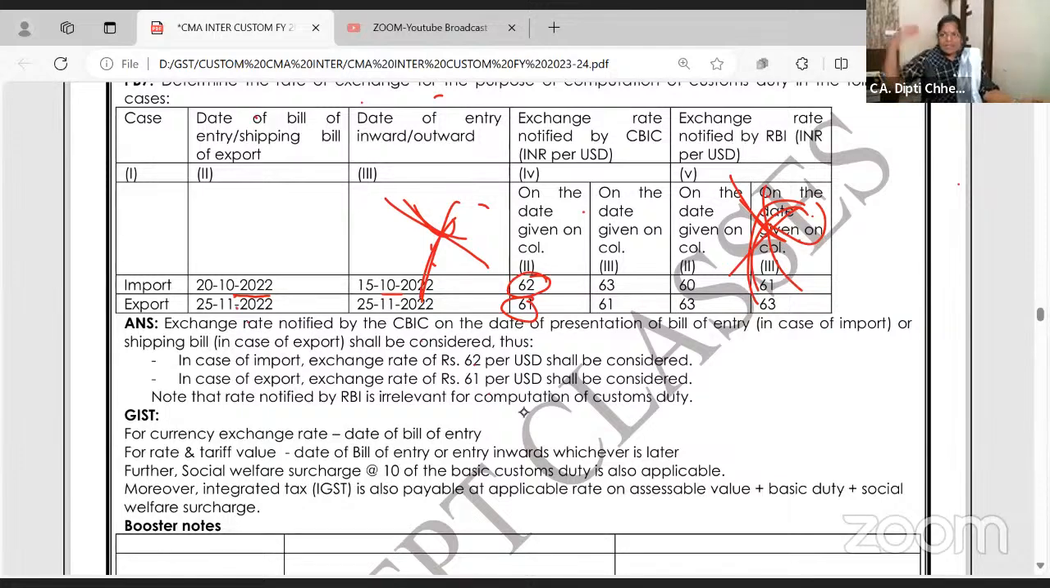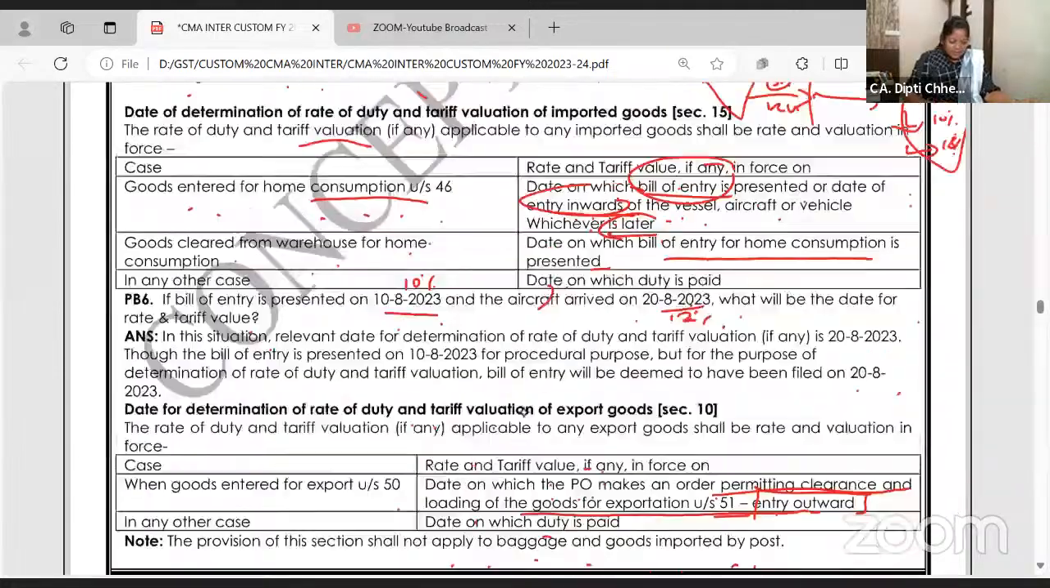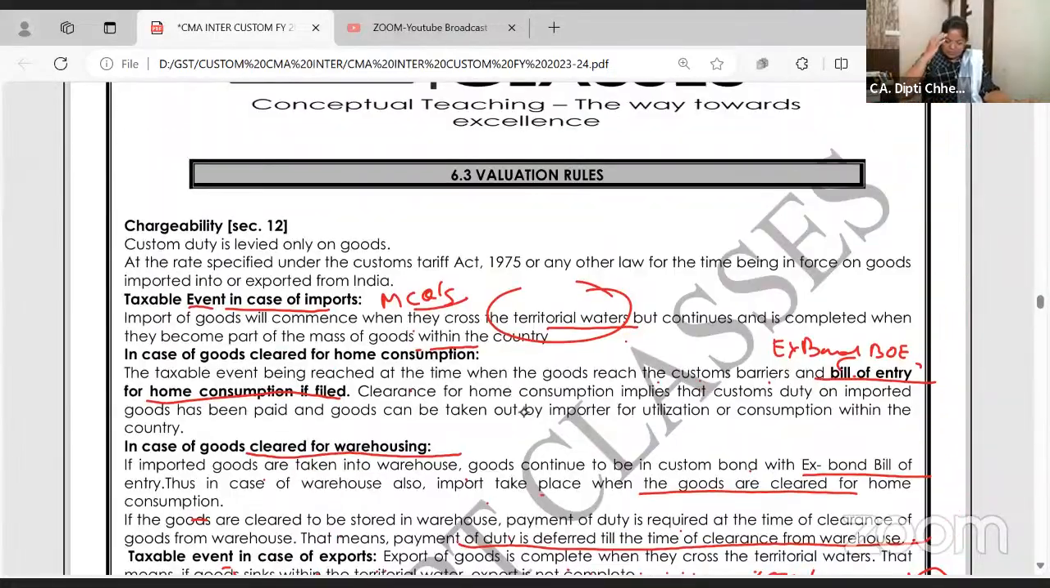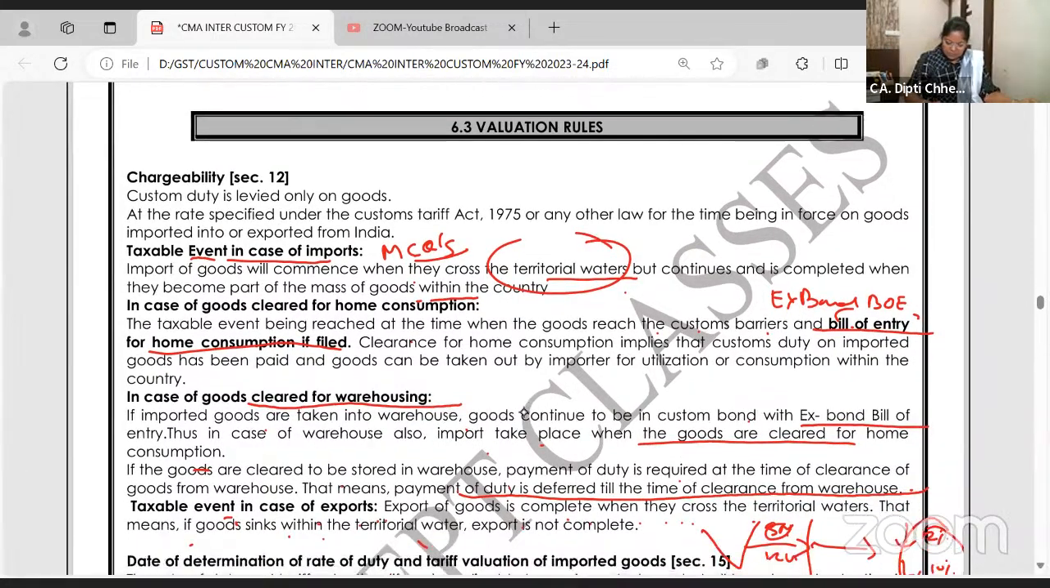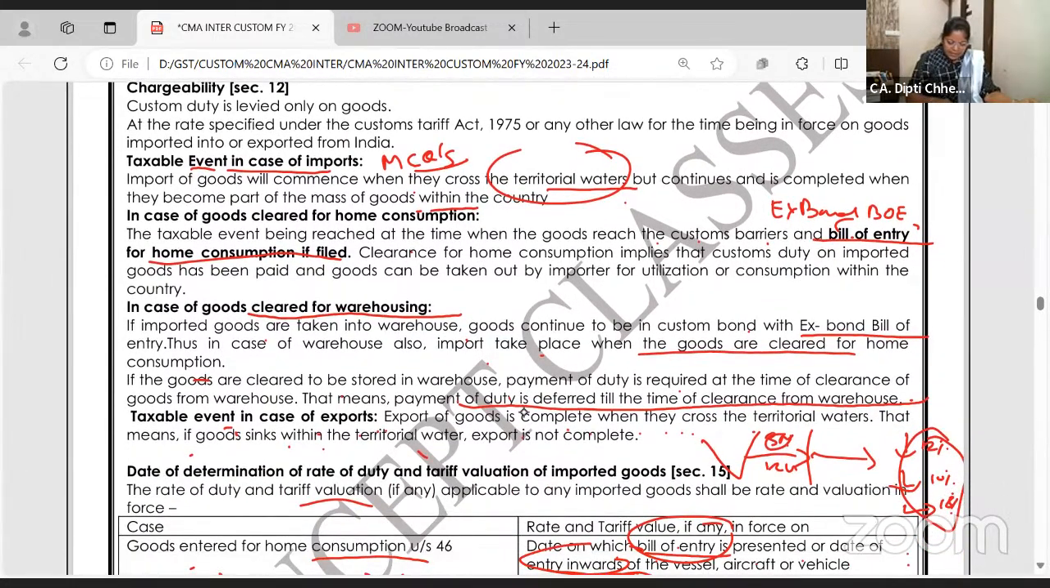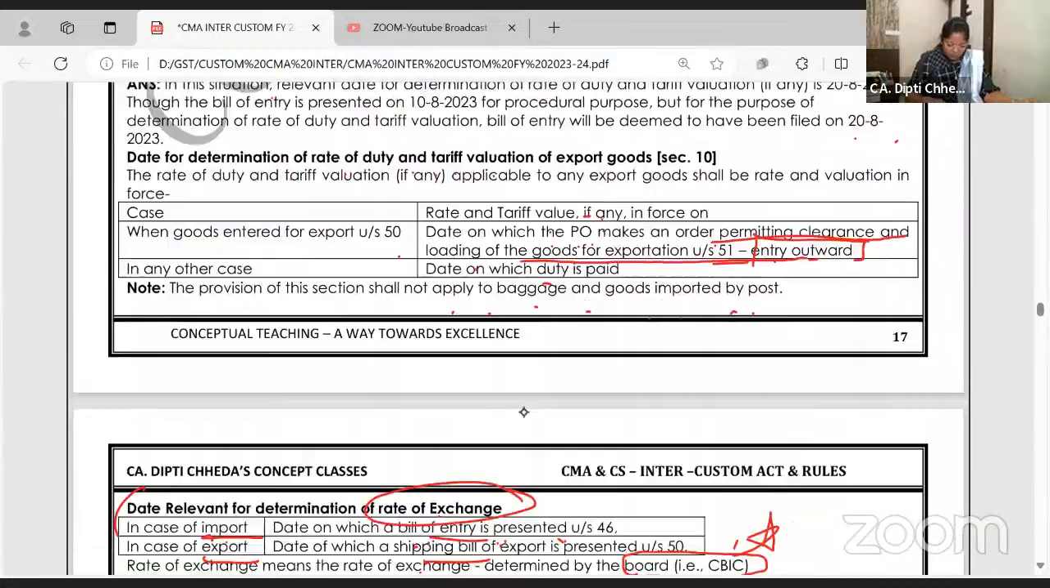समझ में आ रहा है? You unload the goods, duty दो, ऐसे नहीं होता. You store in the warehouse, पहले duty दो, no. When the goods are cleared for home consumption, that's the taxable event. That's what we have studied. Not when they cross the territorial waters, but when they are cleared for home consumption, even from the warehouse.